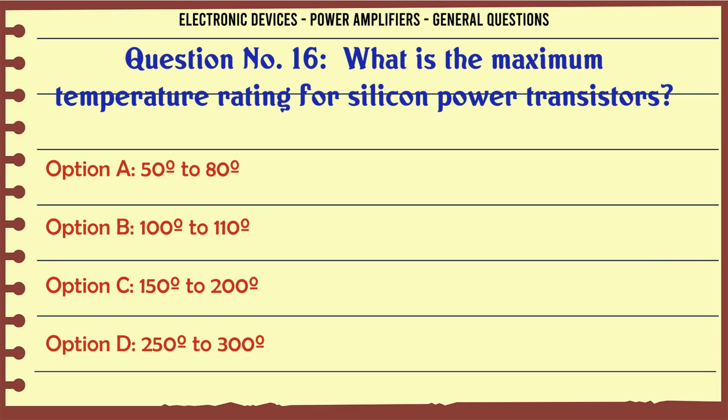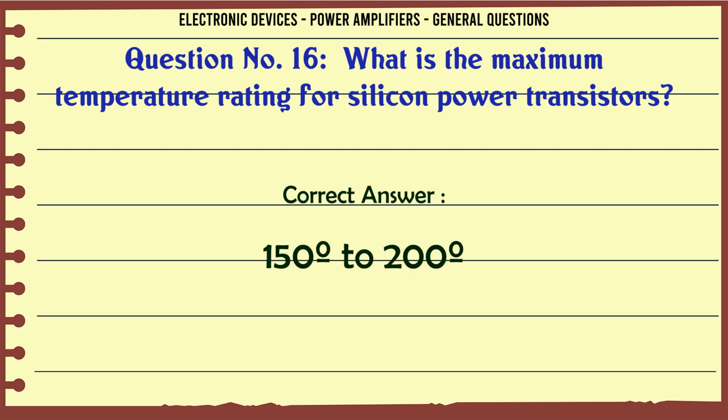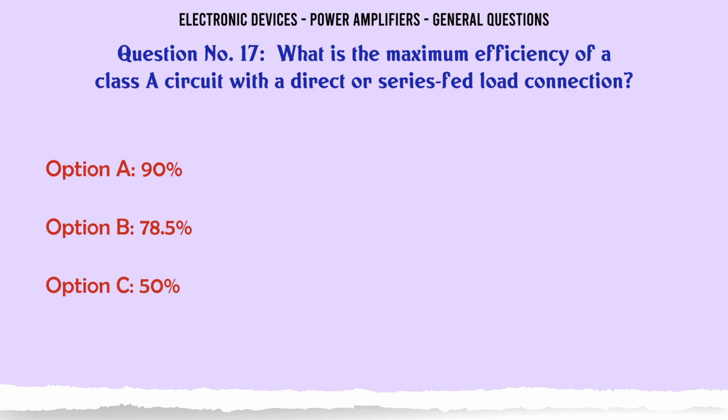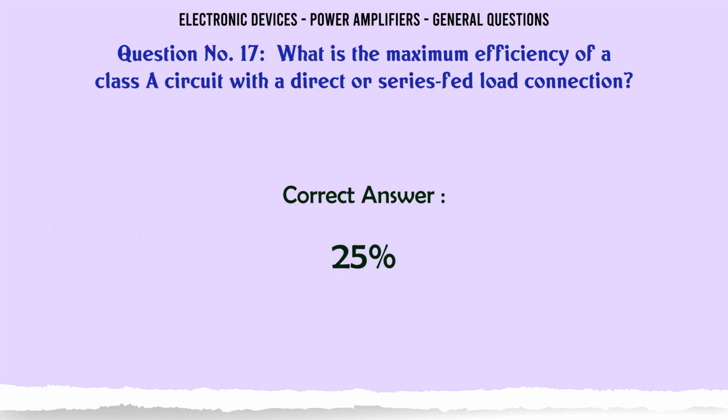What is the maximum temperature rating for silicon power transistors? A. 50 to 80, B. 100 to 110, C. 150 to 200, D. 250 to 300. The correct answer is 150 to 200. What is the maximum efficiency of a Class A circuit with a direct or series-fed load connection? A. 90, B. 78.5, C. 50, D. 25. The correct answer is 25.